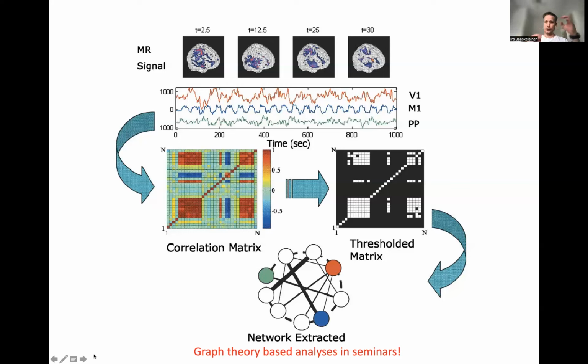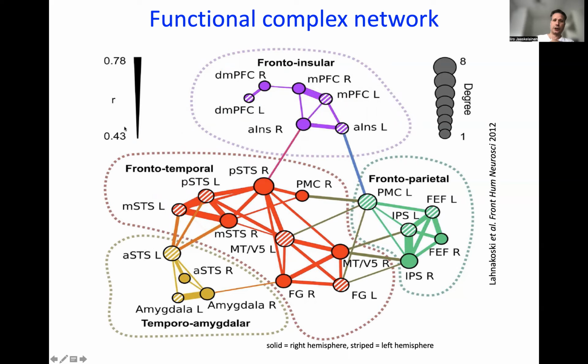And here you can see an estimated functional complex network during social perception. You can see the connection strength from 0.43 to 0.78. There are the node degrees, I mean, how many other nodes a node is significantly connected with. For example, this region here is only connected with one other region, but then there are these hubs that are connected with many other regions.